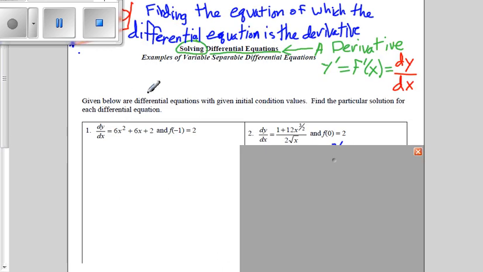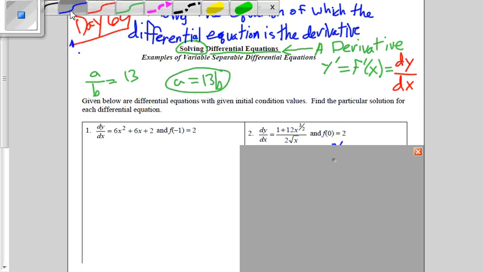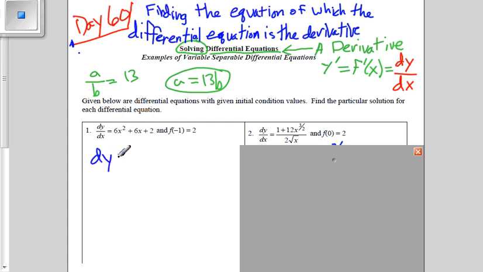All right, so what do we do here? Separate variables. So as I go through, first of all, I have dy/dx. Just like when we were solving a over b equals 13, and the problem said solve for a, I know I'd multiply both sides by b, and I'd get a equals 13b. Okay, so we've been doing that for a long time. So now I can multiply both sides by dx. So I get dy equals 6x squared plus 6x plus 2, and now we have the dx over here.